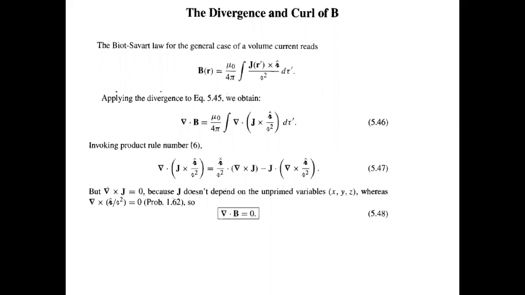Further, we know from the Biot-Savart law that B can be written in this manner. If we take the divergence of this, then this factor can be split like this using vector analysis. This term becomes 0, because J doesn't depend on the unprimed variables here. So the divergence of B becomes 0. This also has the implication that there are no magnetic monopoles. I'll get to that shortly.